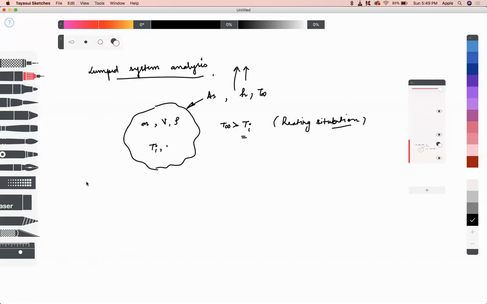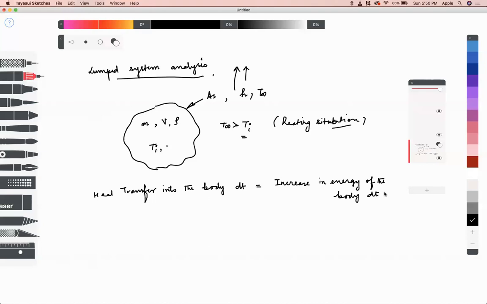So energy balance, simply we can do it as: heat transfer into the body within a time dt. So let's say a small amount of time has passed. Within that particular time, the heat coming inside the body should be equal to the increase in energy of the body within the same time interval dt.